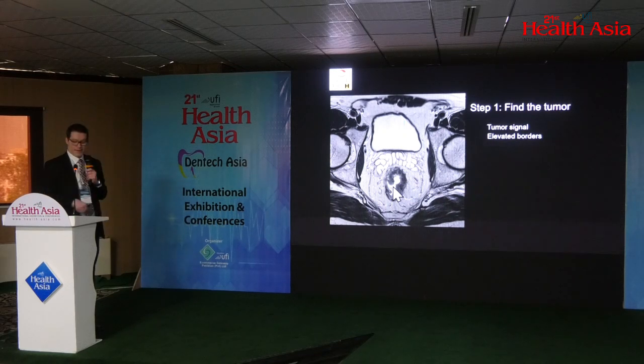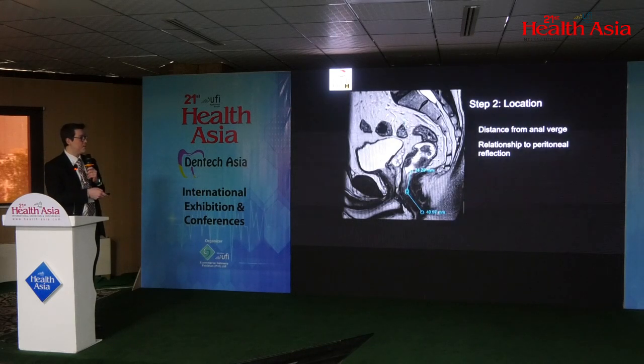So over here you can very clearly see that there is a lesion. So the first step is finding the tumor, look at the tumor signal. Normally they have an elevated border, especially, for example, in this image you will have elevated border, so you can utilize this to your advantage. The second bit is identifying the location of the tumor.